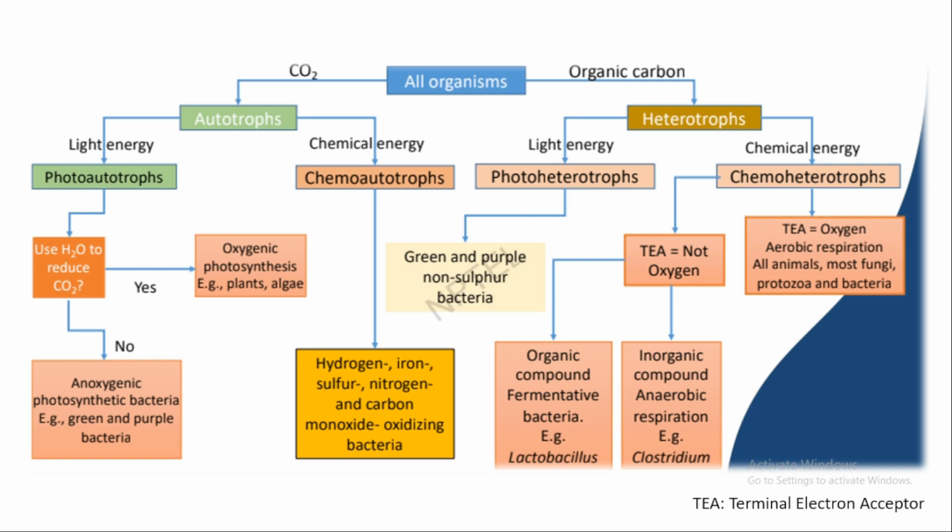But if there is no oxygen present, do you think life doesn't exist there? Life can still exist there without oxygen. In such cases, the terminal electron acceptor is something else. Instead of oxygen, it can be sulfur or some other compound. It can either be an organic compound or an inorganic compound. If it is an organic compound, an example is fermentative bacteria like lactobacillus.